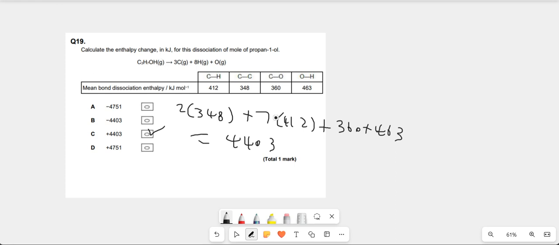So just draw the structure of that if you don't understand this, yeah? But essentially, it's just two CC bonds, and O and then H here. So there's going to be one CO bond, one OH bond, yeah? And the rest are just hydrogen bonds, yeah? So 7 CH bonds, yeah? Alright, calm.